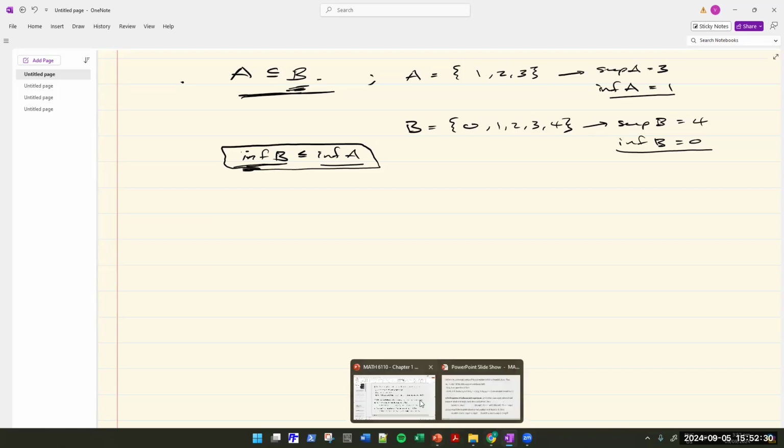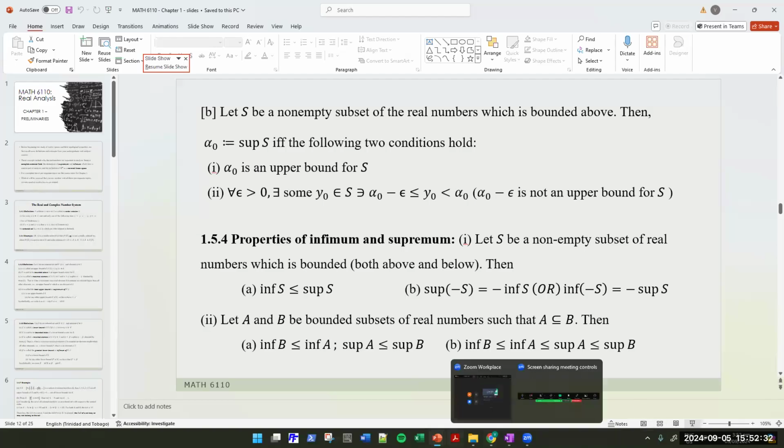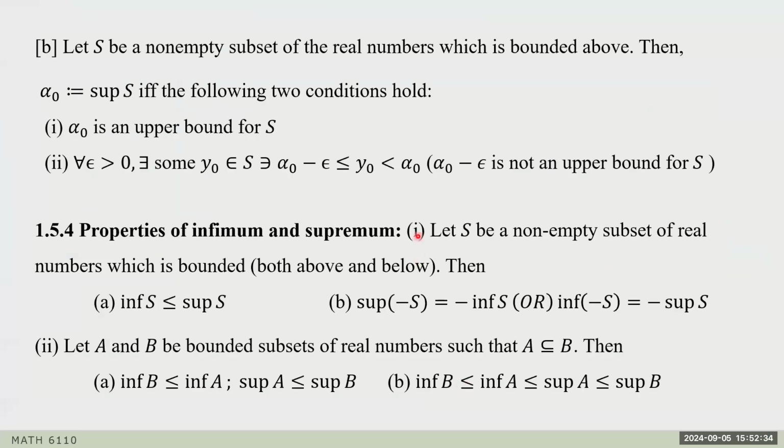Okay, let's go back to the slide. Right. So the infimum of B is less than or equal to the infimum of A if A is a subset of B.